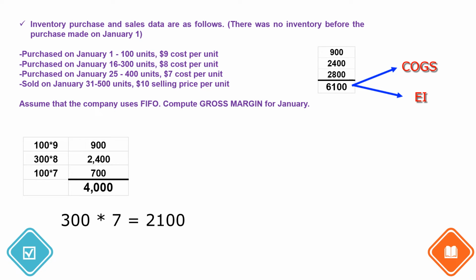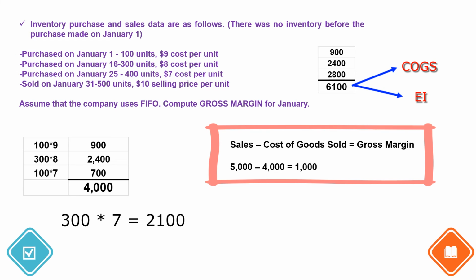So I can ask you a lot of things with all of this information. Just make sure you can allocate between cost of goods sold and ending inventory. But this problem is actually asking about gross margin, which gross profit is another way we've referred to that. Sales minus cost of goods sold gives us gross profit or gross margin.